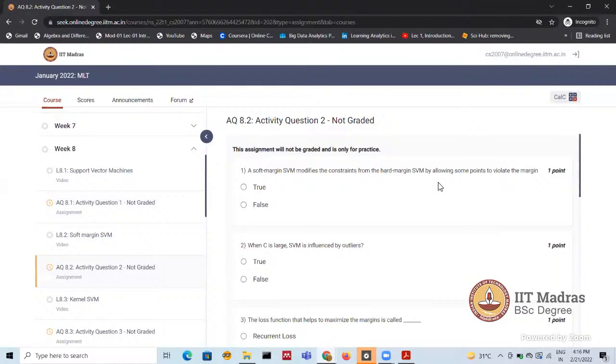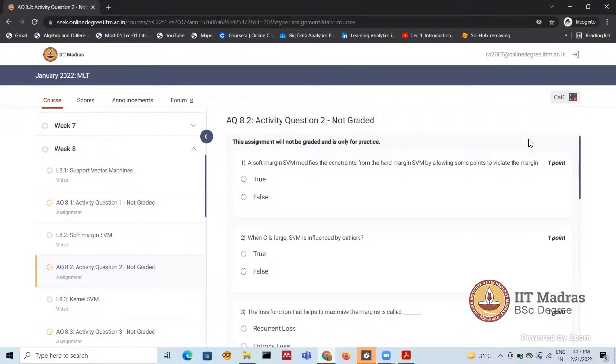Next thing is a soft margin SVM modifies the constraint from hard margins by allowing some points to violate the margin. True or false? True. That's true.